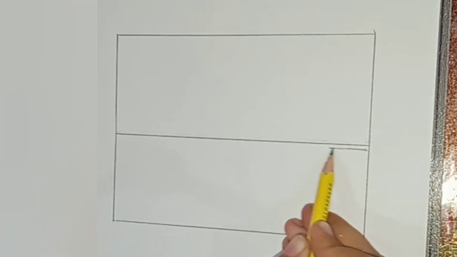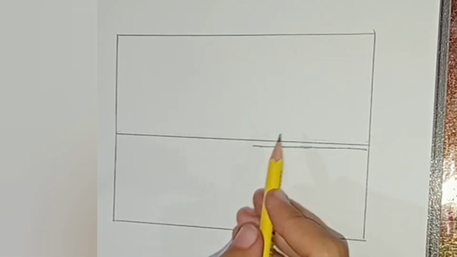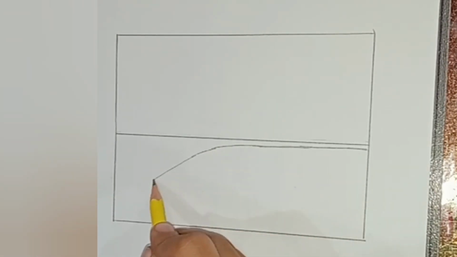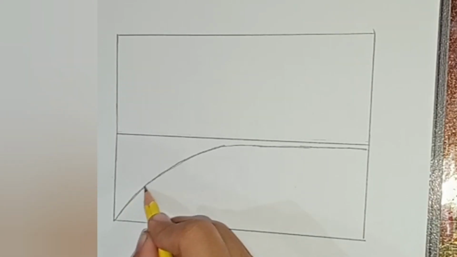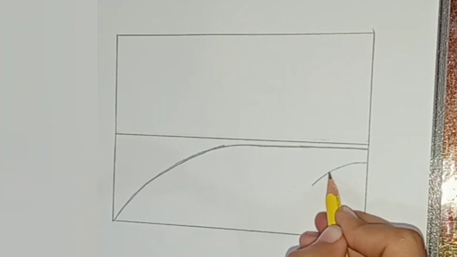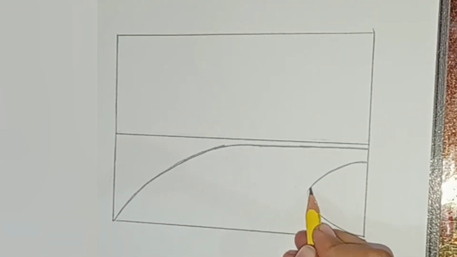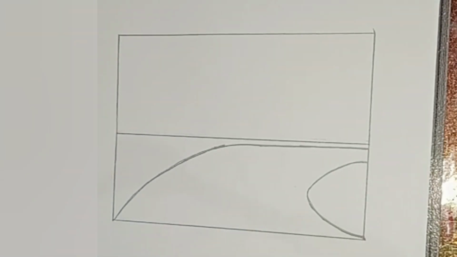Use shorter lines for details in shadow and longer smoother lines for areas in light. Build depth by layering thin lines for background elements and thicker lines for foreground objects.